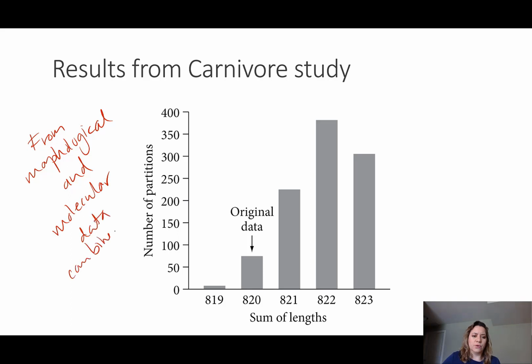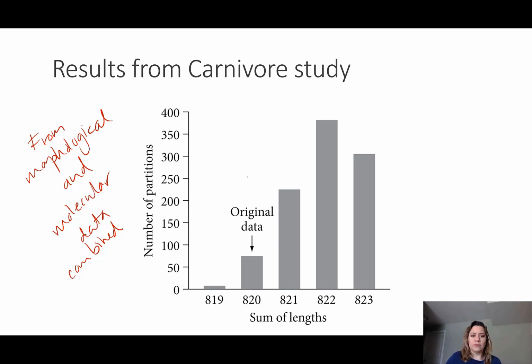In other words, the two partitions have been concatenated and run together. Okay? So out of all of the different partitions, imagine that this is the output that we get. And I didn't tell you this earlier: before the partitions were combined, when you took the morphology and the molecular tree and put them together, they gave us a sum of 820 steps.